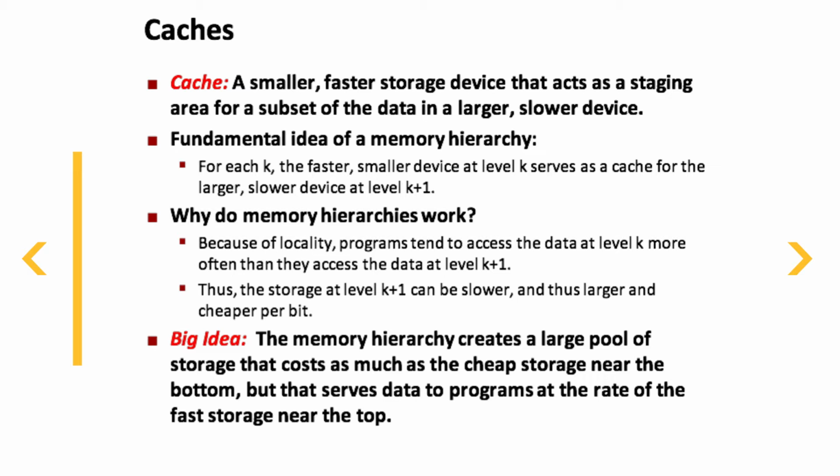L1 is a cache for L2. Main memory is a cache for local disk storage. So this is the fundamental idea of a memory hierarchy. For each K, the faster, smaller device at level K serves as a cache for the larger, slower device at level K plus 1. Again, that local storage at level 5 has a cache, but the cache for that is what's at level 4. It's the main memory. Main memory, its cache is going to be that level 3 cache memory. And so on up the chain.